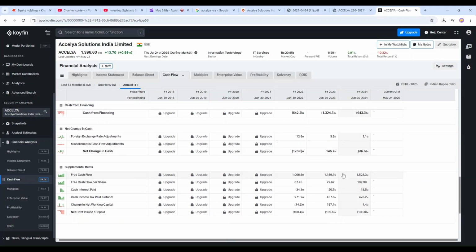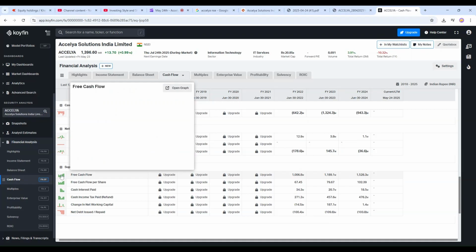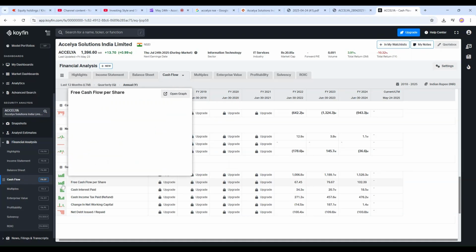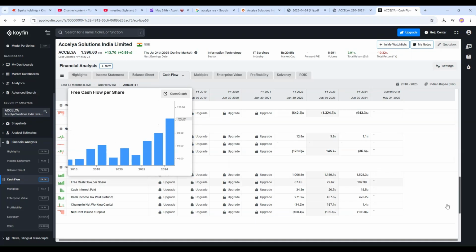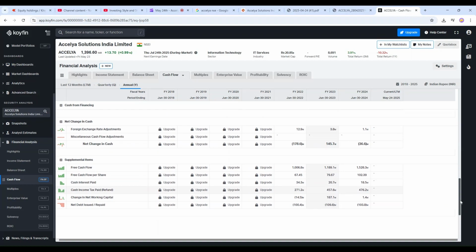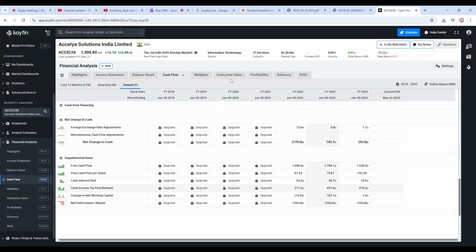If you look, they have a high amount of free cash flow compared to their net profit, which is again a good sign. If you look at free cash flow per share, last year they made over 100 rupees, but before that it was 80, and I think it will come down to somewhere in this range, 80 to 100, for this year as well, which is a good thing. And so they end up paying a lot of dividend as well.